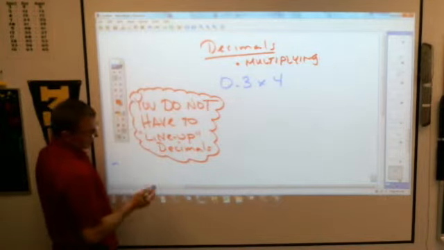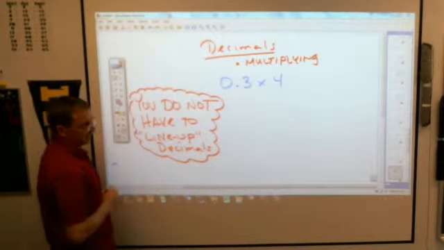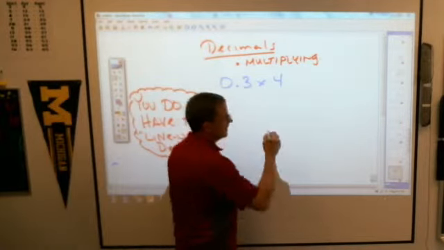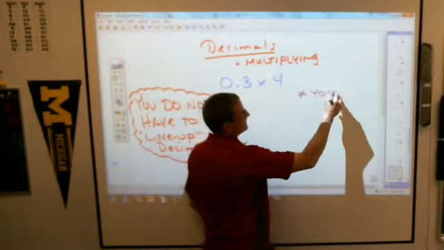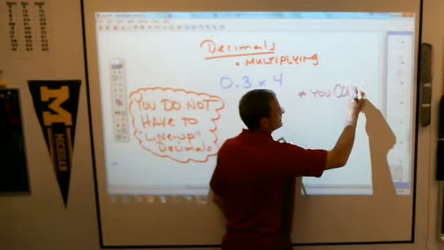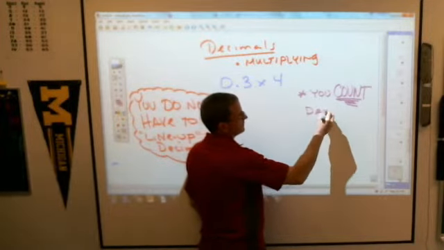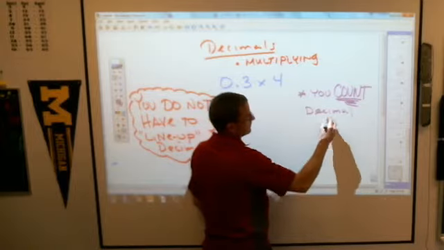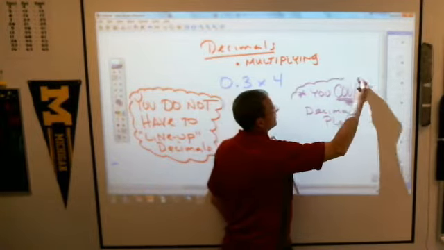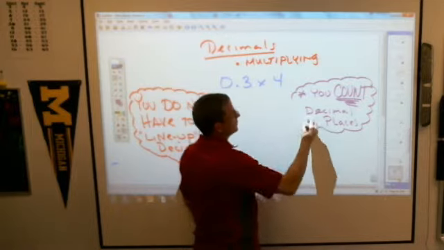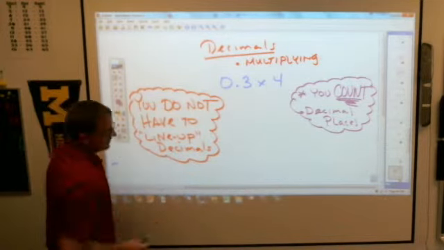And the phrase that pays with decimals, which we'll talk about later, but I'm going to give it to you now, that you need to write in big, bold, beautiful letters, is this: when you multiply decimals, you count decimal places. That is the highlight, kind of like your phrase that pays. You don't have to line them up, you do count decimal places.